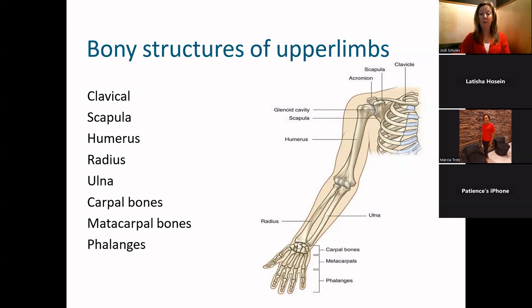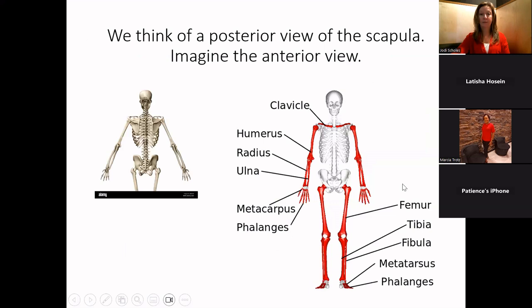As a reminder, we've got carpal bones, metacarpal bones, and phalanges. Now, I mentioned this earlier, that normally when we think of the scapula, we imagine in our mind that we're seeing a body from the posterior. But remember, those scapulas play a role in some of the anterior stuff as well. It's part of the scapula that makes up the shoulder girdle, the shoulder joint.